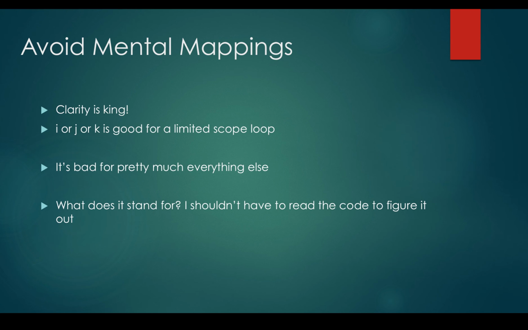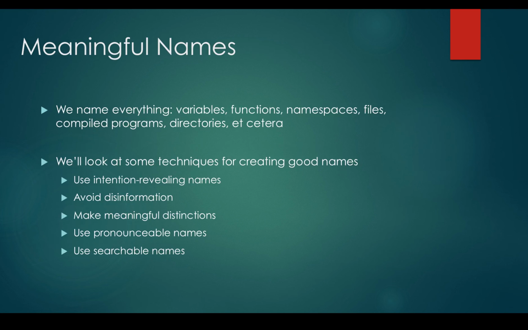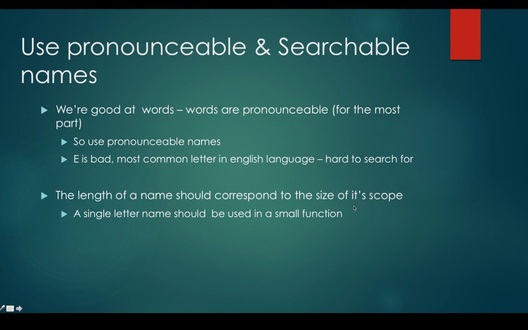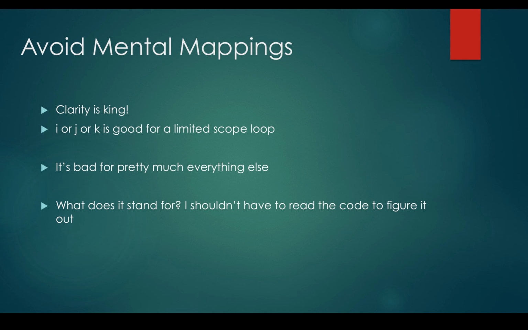Avoid mental mappings. If you go back, I'll just cruise back there quick. In this case, this to me isn't a good example of mental mappings. Whoever wrote this code, they knew what x1 and x2 meant. And so they made a mental map of that, and that's just it. x1, x2, I know what it is. I've got a mental map, I know how they're used. You and me, never looking at the code before, we don't know what it is, and so we have to figure it out. So with this, clarity is king.